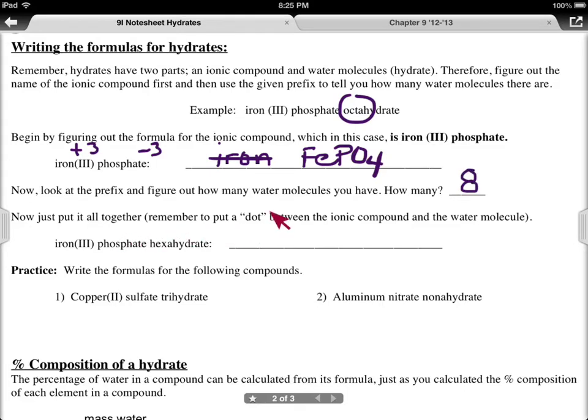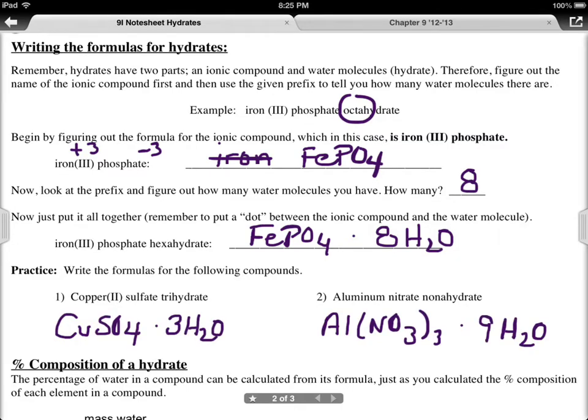Now remember to put a dot between the ionic compound and the water molecule. So the final formula is going to be FePO4, and we put a dot, 8H2O. Try the next 2 and pause this, and I'll have the answer up in just a second.